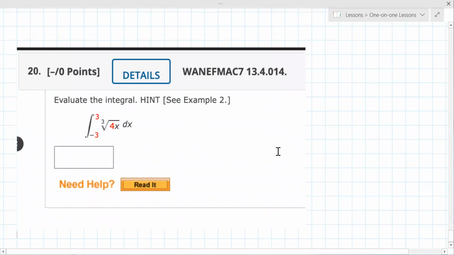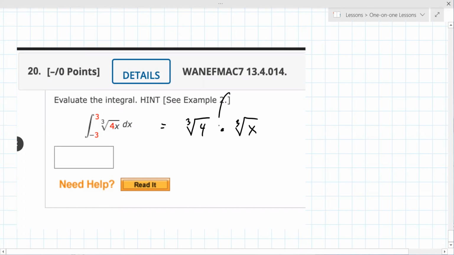All right, so evaluate the integral. Here we got minus 3 to 3, cube root of 4x that's given here. This is really the cube root of 4 times the cube root of x. Okay, and that's important here because you could make a u-substitution here, but because you can separate these things, this is just a number. So it's really like a constant that comes out.